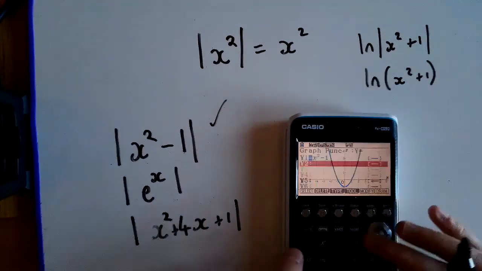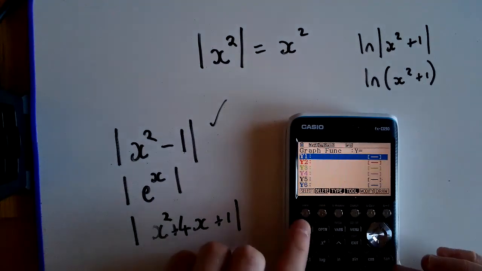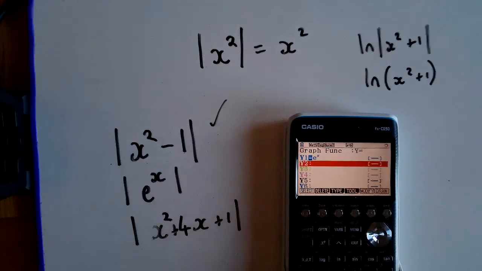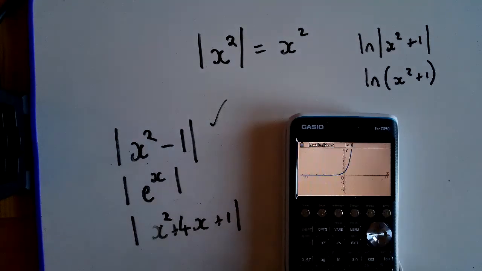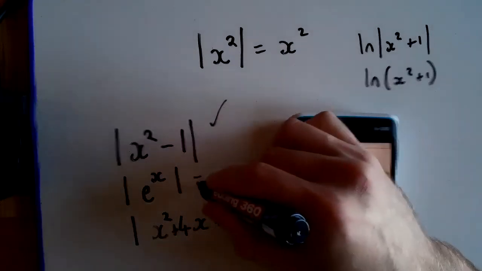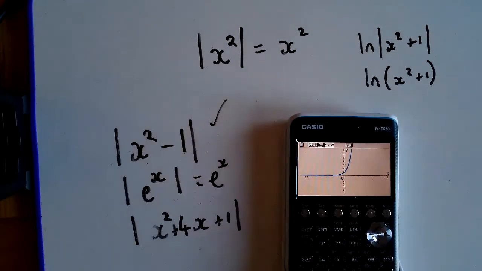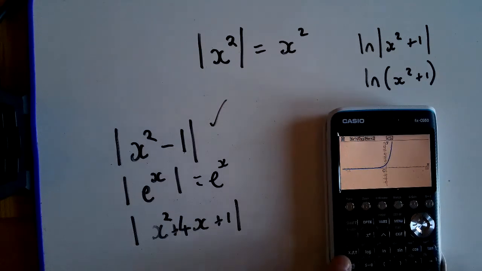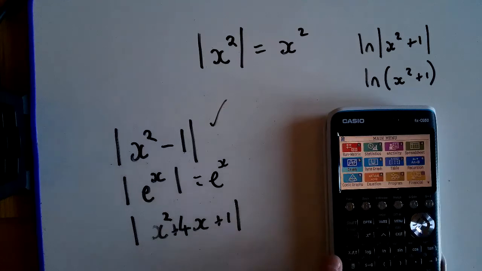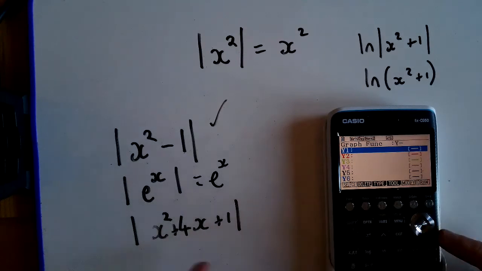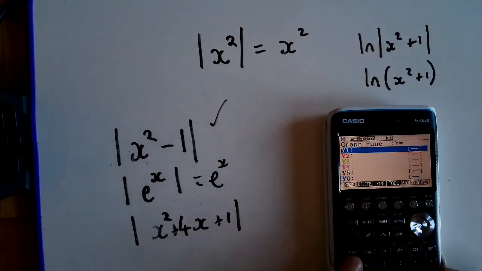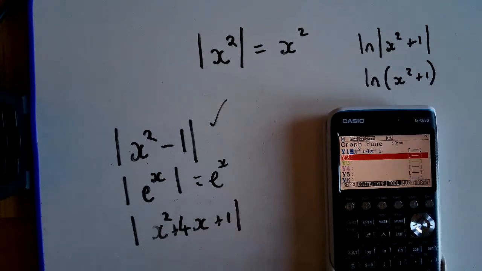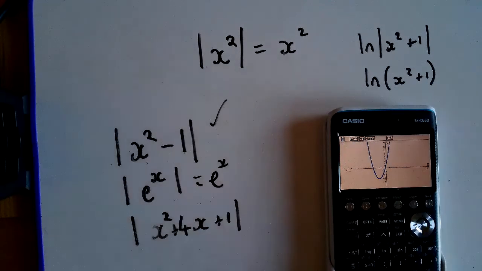The next one, e to the x. Hopefully you should know this one already. e to the power x is always bigger than 0. So therefore, we don't actually need the modulus around e to the x. And lastly, that one. So I'll put that one on to try and trick you, because it looks like we don't need modulus. It looks like everything's positive. So let's look what happens. It goes below the axis, so we do need the modulus for that one.